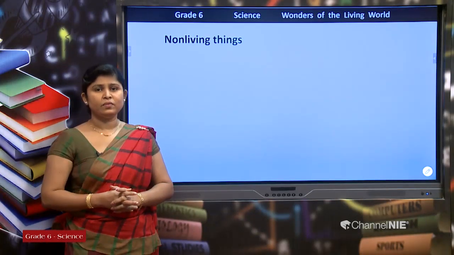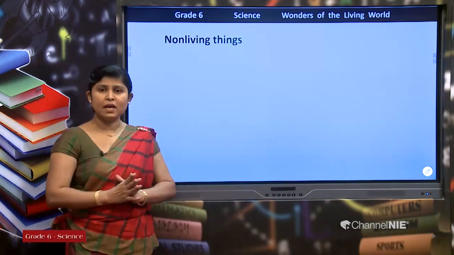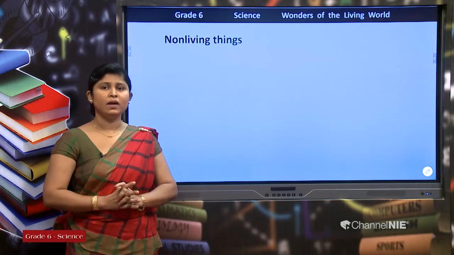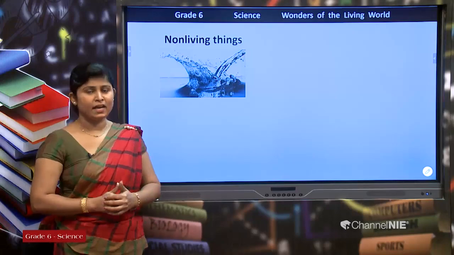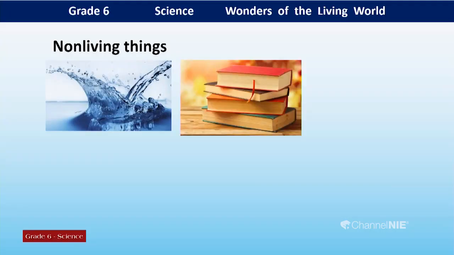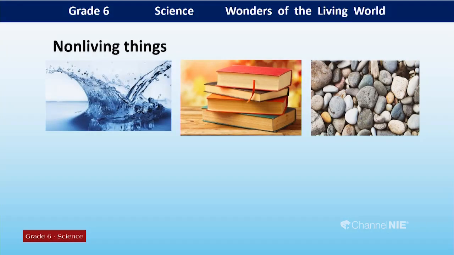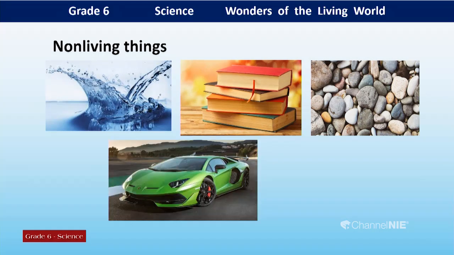Non-living things. First of all, let us see some examples for non-living things also. After that, I will explain. Water is a non-living thing. Then books, pebbles, vehicles, pen. Then you can understand that these objects that are given on the screen do not have an ability to grow with time. So, they are known as non-living things.